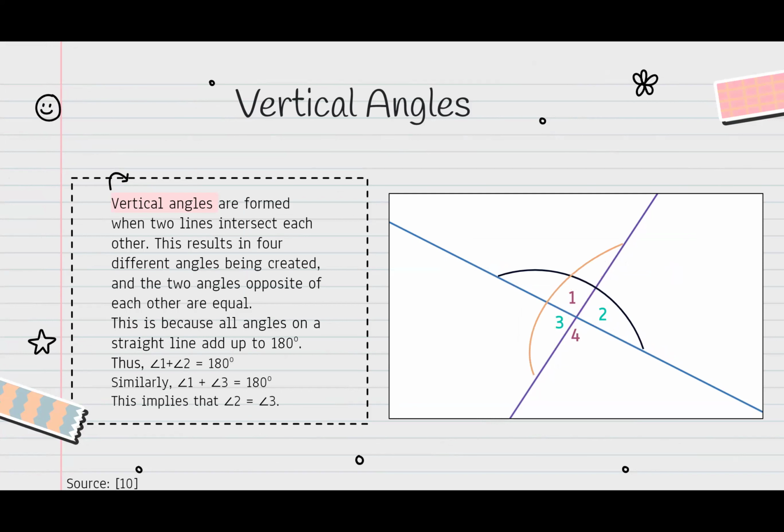However, angle 1 plus angle 3 should also add up to 180 degrees, because both of those angles are going to be on a straight line. And so this leads to the conclusion that angle 2 and angle 3 must be equal to each other, and so those opposite angles are equal, and the same thing can be said for angles 1 and 4.